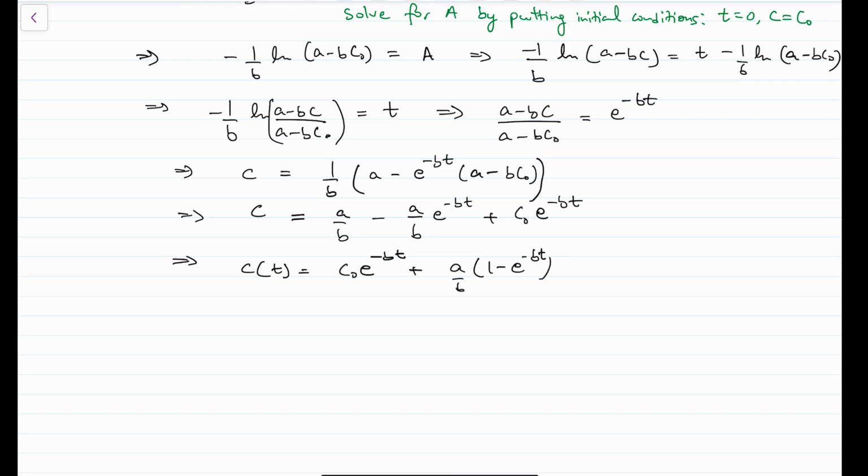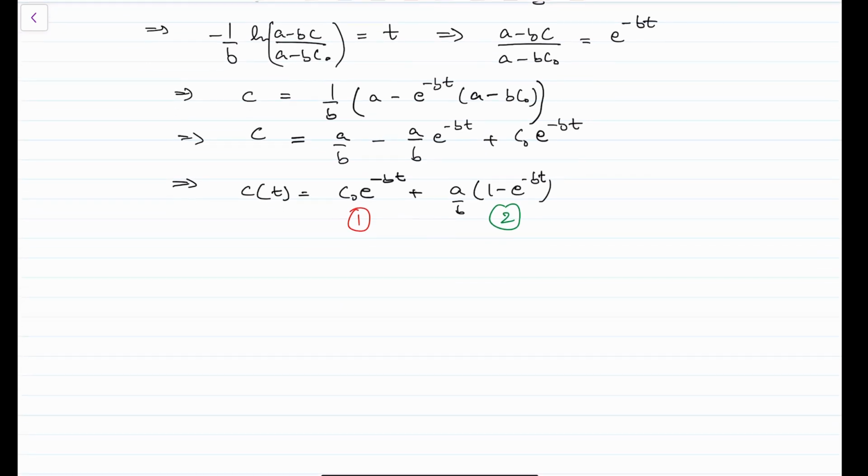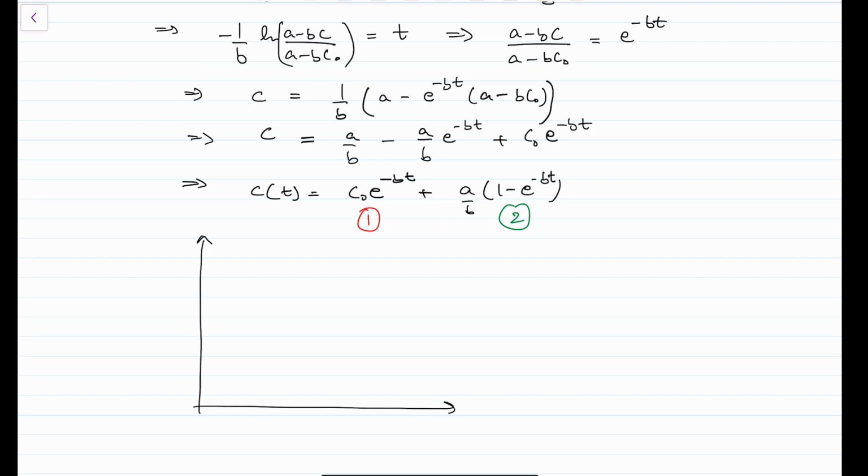And if you were to try to make a plot of this, say this is term 1 and this is term 2. Okay, let me color code it. Our x and y axes are: x is t and y is concentration C. So plot 1 would be C naught e to the power minus bt, which would be an asymptotically decreasing exponential decrease.